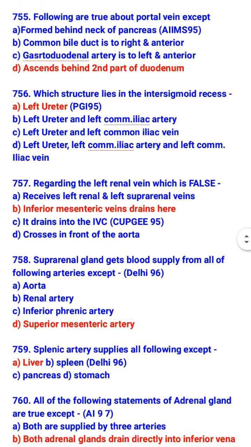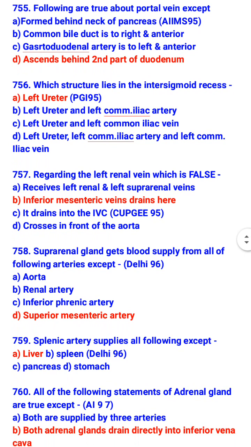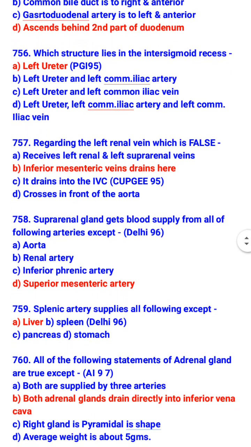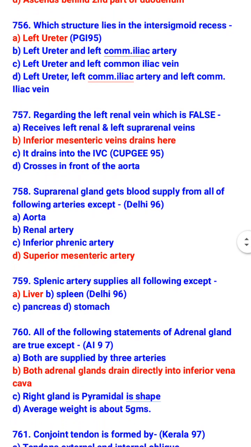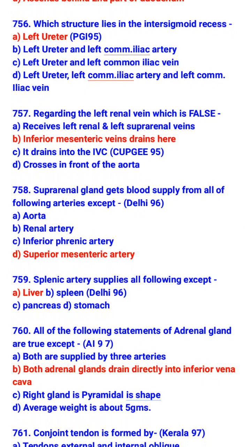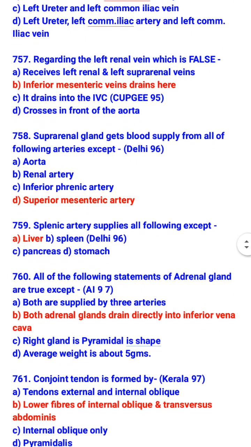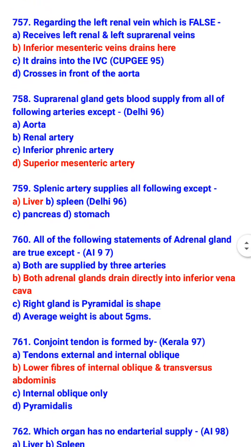It drains into the inferior vena cava. Crosses in front of the aorta. Suprarenal gland gets blood supply from all of the following arteries except superior mesenteric artery. So suprarenal gland gets blood supply from aorta, renal artery, and inferior phrenic artery. Splenic artery supplies all of the following except liver. So splenic artery supplies spleen, pancreas, and stomach.